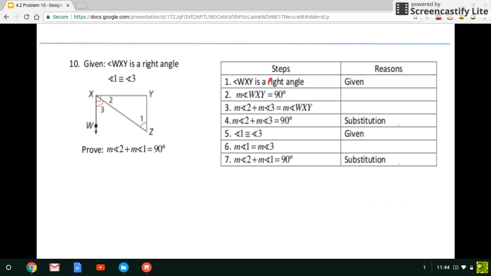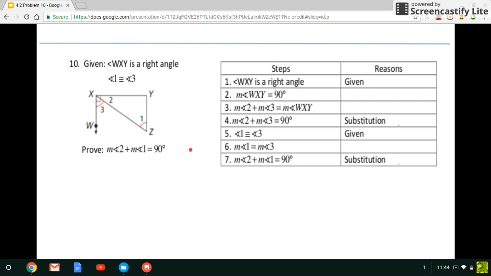Okay, so our first step is to take a look at what we're given. It tells us that angle WXY is a right angle. So looking in this picture here, we have WXY, and we see this little red box in the corner telling us it's a right angle. And then it also tells us that angle 1 is congruent to angle 3. So that means that angle 1 down here has the same measure as angle 3 over here. And we are asked to prove that angle 1 plus angle 2 is 90 degrees.